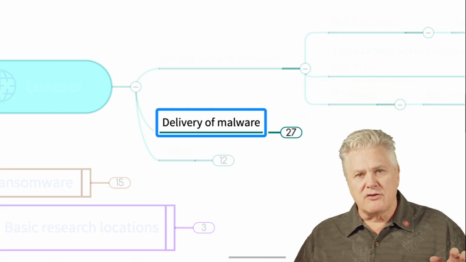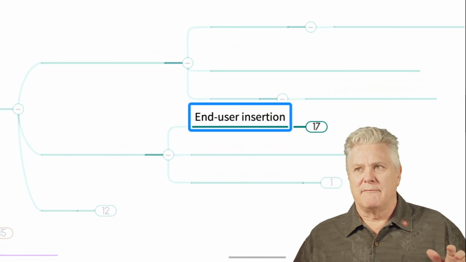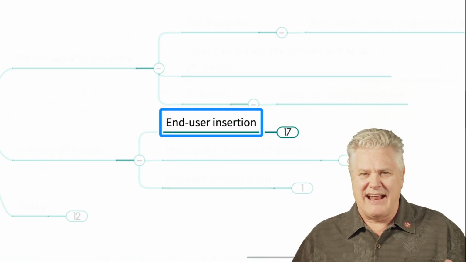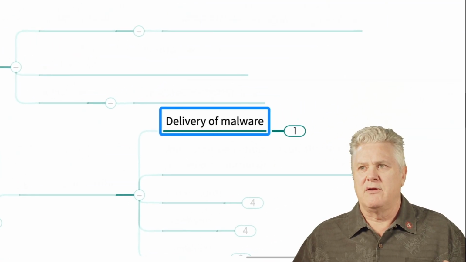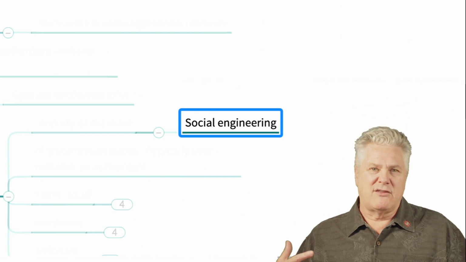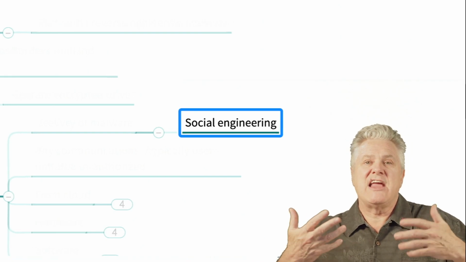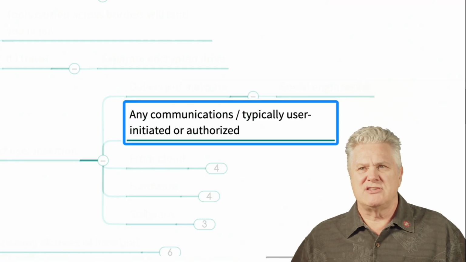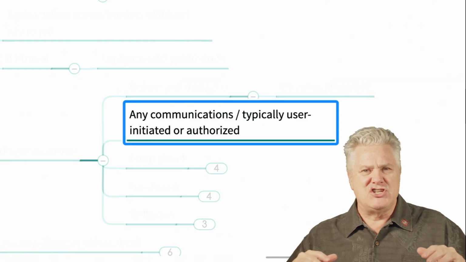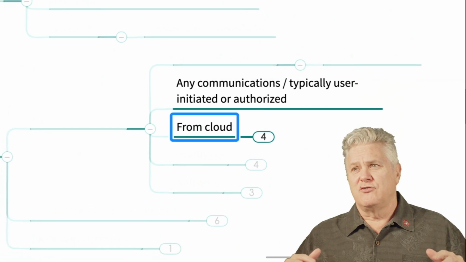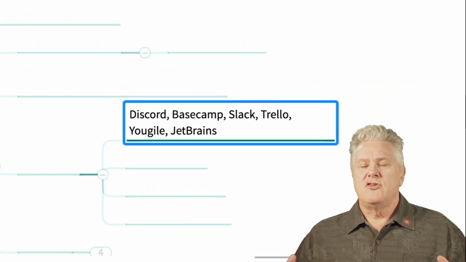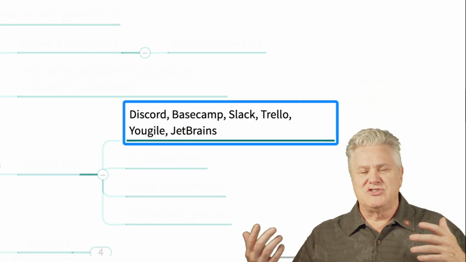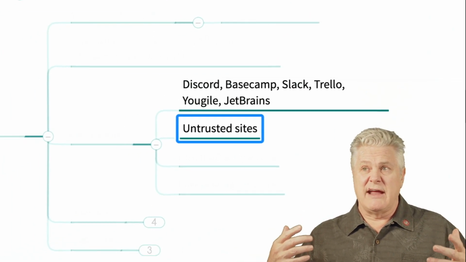Before we get into malware, let's talk about the delivery of malware. Normally what happens is we have end user insertion. And how does that end user insertion happen? Well, on the delivery of malware, it's usually some sort of social engineering. Hey, click on this link. This is really cool. But it's going to be any kind of communication that typical users initiate or are authorized to do so. Like on the cloud, you might use Discord, Basecamp, Slack, Trello, uGuile, JetBrains, and even GitHub today.